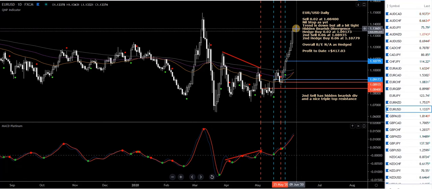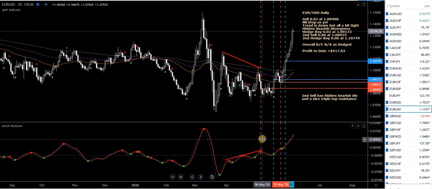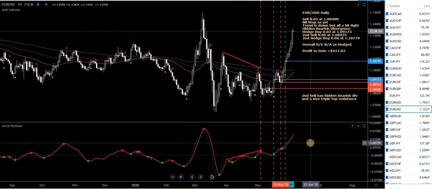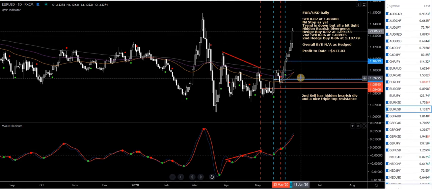This thing's just on a big tear, isn't it? It's tough. But MACD platinum stayed above the zero level, so looking to come down to the sell side. Might take a little bit of work still because there's pretty big gaps in here.